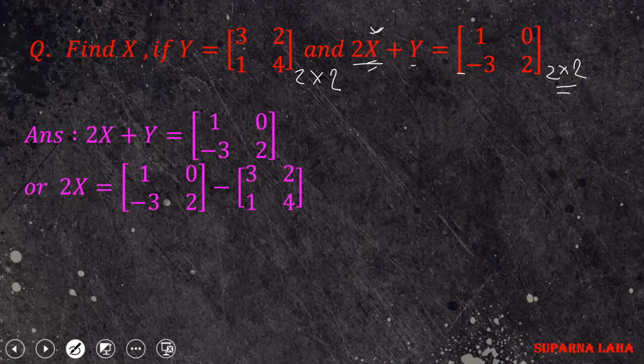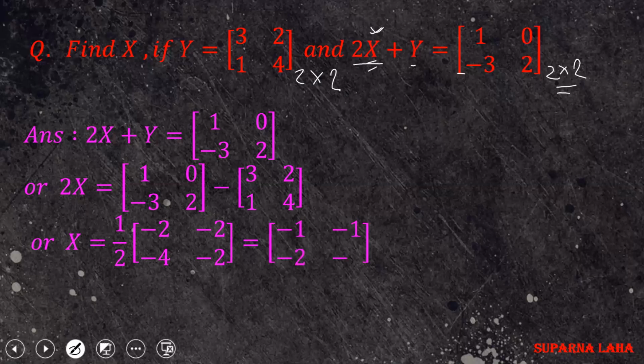Now we know how to subtract, that is we subtract their corresponding elements. And 2X is given, so I can take this 2 to the right hand side by multiplying the matrix with half. If we subtract, 1 minus 3 is minus 2, 0 minus 2 is minus 2, minus 3 minus 1 is minus 4, 2 minus 4 is minus 2. And multiply each and every element with half, you will find this matrix: minus 1, minus 1, minus 2, minus 1. This is also a 2 cross 2 matrix, and this is your answer, matrix X. So this is the value of X, that is minus 1, minus 1, minus 2, minus 1.